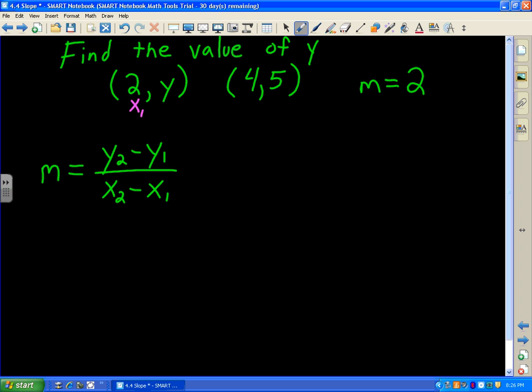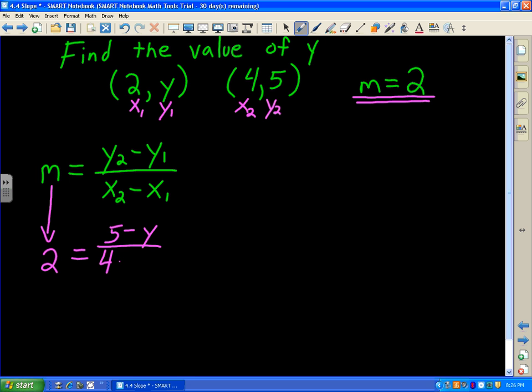Okay. Well, we have x1, y1, x2, y2, and we know m. So right below m, we can put 2. And then we go ahead and plug in y sub 2 minus y sub 1, and y sub 1 is the value of y that we have to solve for. Then we have x sub 2 minus x sub 1, and this is what we have. So how do we solve this equation for y?